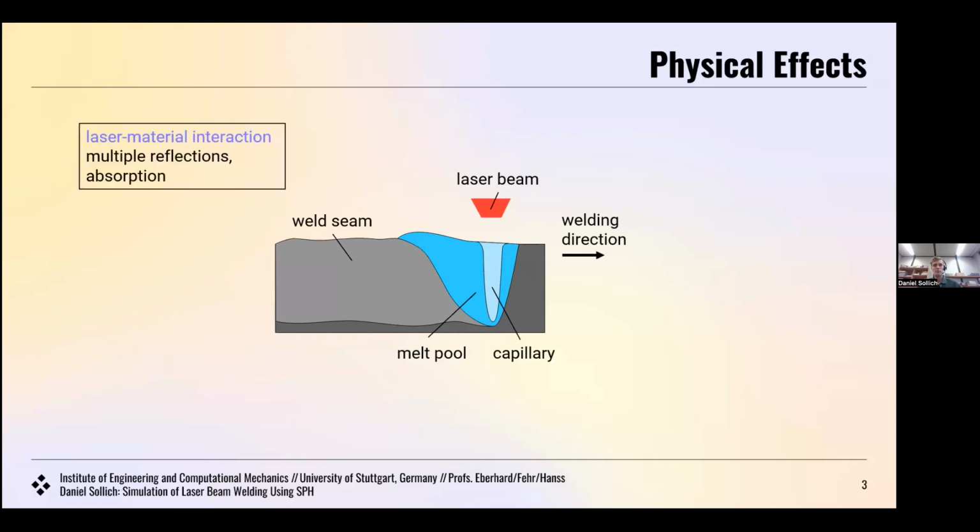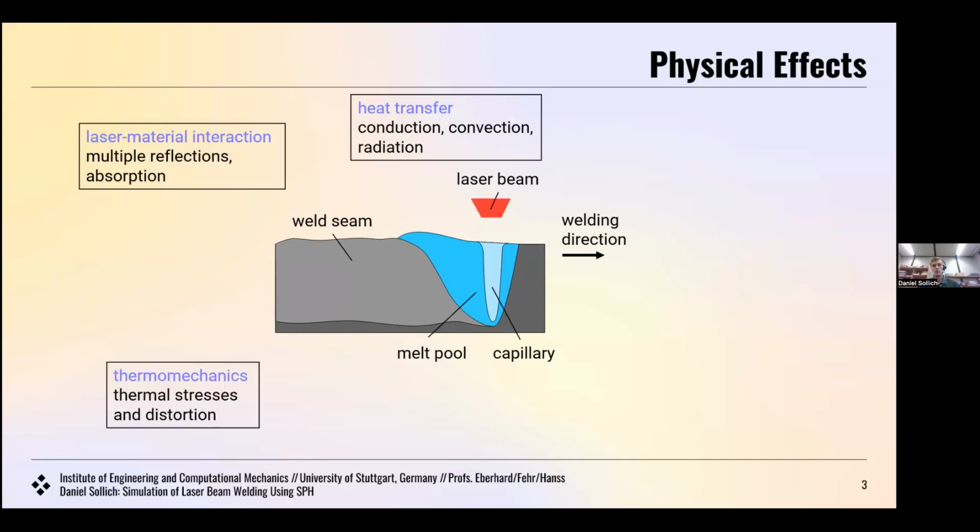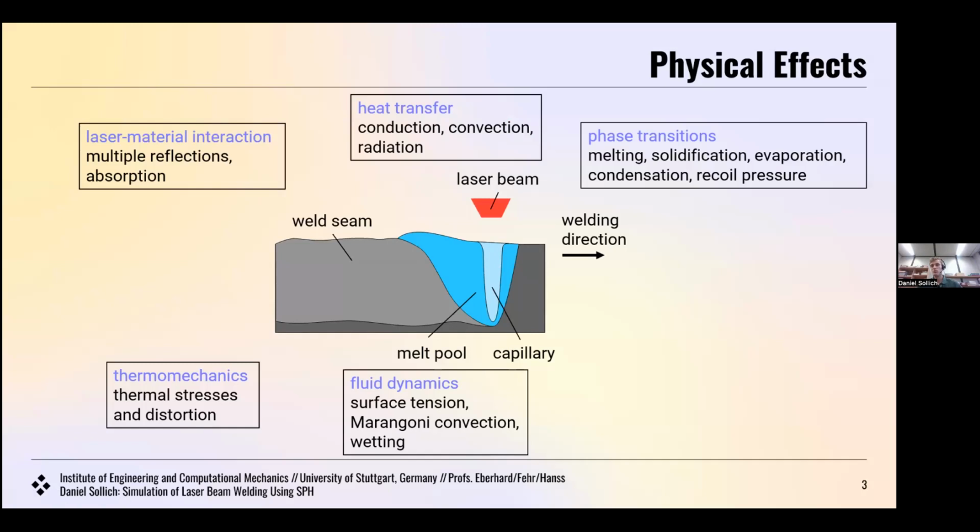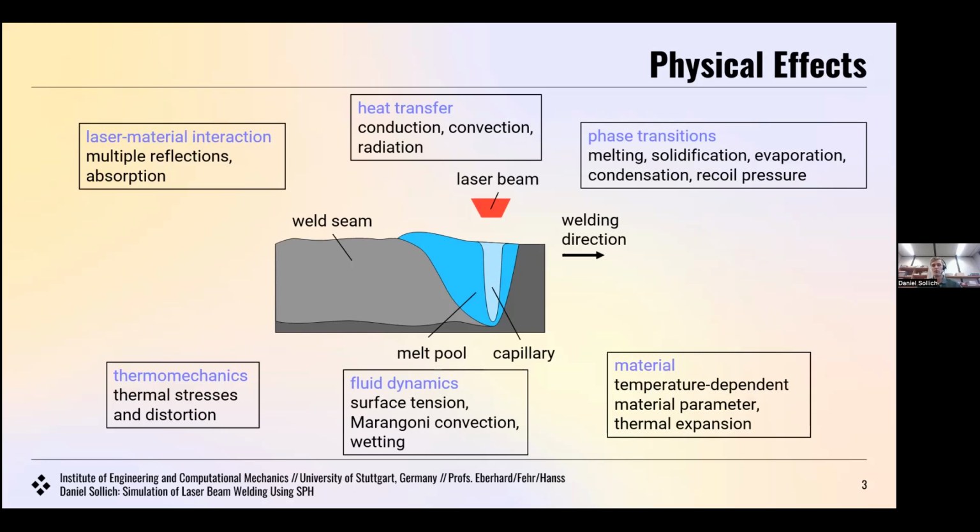Okay, so when you now want to simulate the process, a lot of physical effects must be included. So for example, we have the laser material interaction. So we need to consider multiple reflections on the material surface. Then we have heat transfer by conduction, convection, and radiation. For the solid phase, we need to consider thermal stresses and distortion. For the liquid phase, we need to consider fluid dynamic effects such as surface tension, Marangoni convection, and wetting. Then we need also to consider phase transitions between the phases. And last but not least, we have also temperature-dependent material parameters that lead also to thermal expansion and contraction of the material.